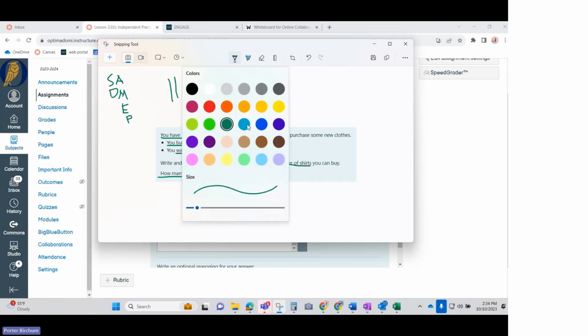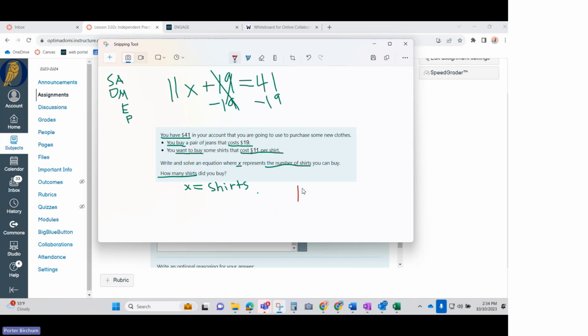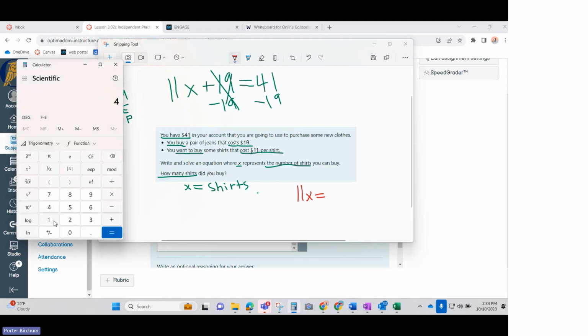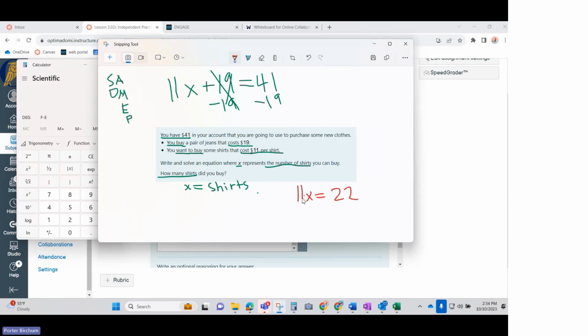I'm going to rewrite it on the bottom of my screen in red. 11x equals, what's 41 minus 19? 22. This is a times by 11, or multiply by 11. What's the inverse operation of multiply 11? It is divide 11. So 11 divided by 11 is 1. Anything times 1 doesn't change the number, so that disappears. I get x equals 22 divided by 11, which is the number 2. Didn't need a calculator for that. X equals 2.